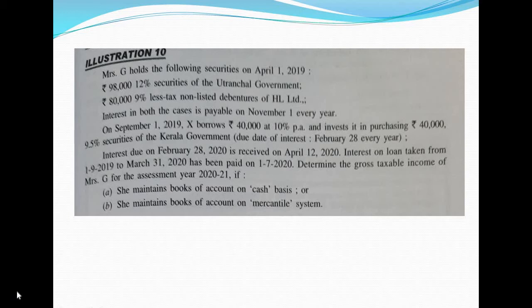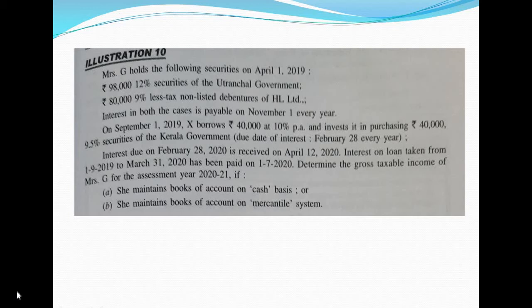Now let us look at the various investments made by Mrs. G. The first one is 98,000 12% securities of the Uttarakhand government, then 80,000 9% less tax non-listed debentures of HL Limited. Interest in both cases is payable on November 1st every year. So it means that interest is payable once in a year.